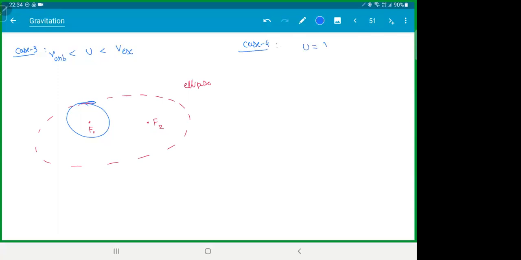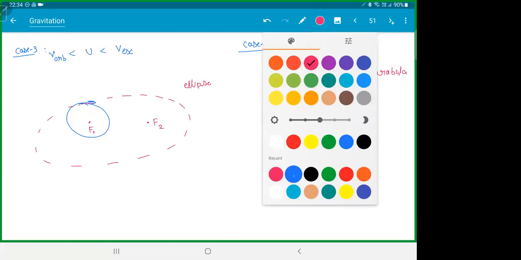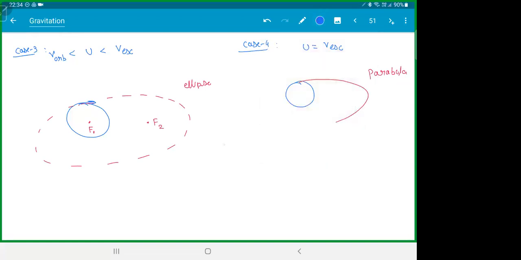If you give exactly v escape velocity, parabola. We can actually prove this mathematically using that eccentricity with respect to u. We don't have it in the portion, we don't need it. It's too complex and mathematically involved. If you're projecting with u greater than v escape velocity, hyperbola.